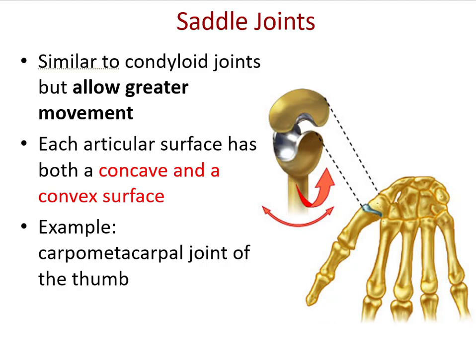Then we have saddle joints, which are really similar to condyloid joints, but we have more elongated surfaces. We still have one fit in another, so one is going to fit into a depression, so you have concave and convex surfaces. There's really only one in the human body, which is the carpometacarpal joint of the thumb. So that's going to be the joint between the carpal bone that meets the first bone of the thumb. That's where you would find a saddle joint.